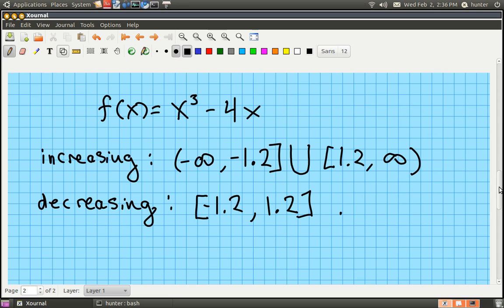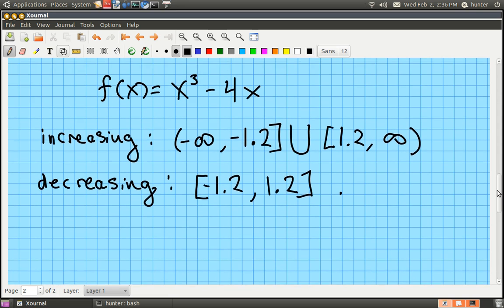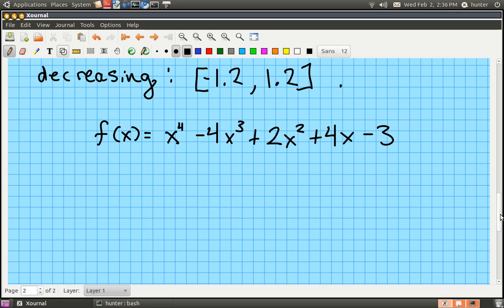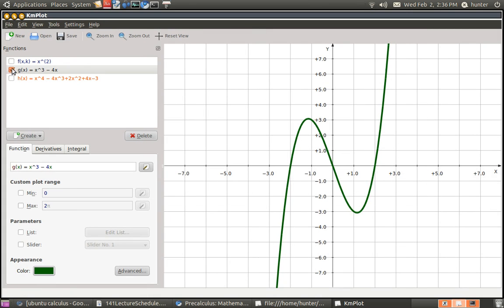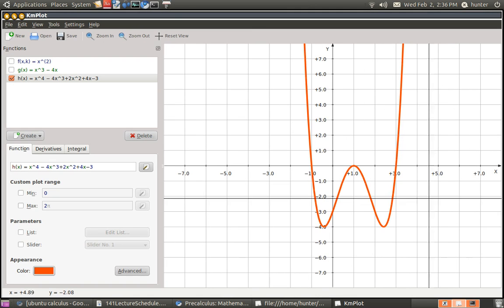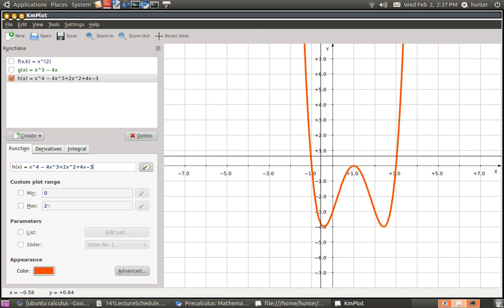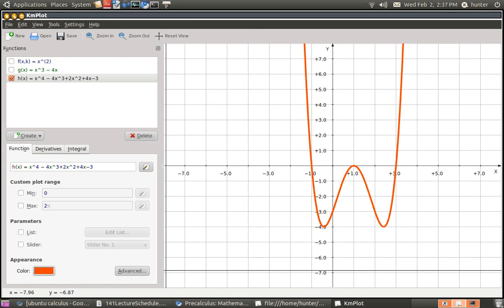Alright, and let's do it one more time. This third one I have a really crazy function. So now let's use the function f of x equals x to the fourth power minus 4x cubed plus 2x squared plus 4x minus 3. Okay, so what does the graph of that thing look like? Turn that one off and turn this one on. So there it is. It looks kind of like a W or something.